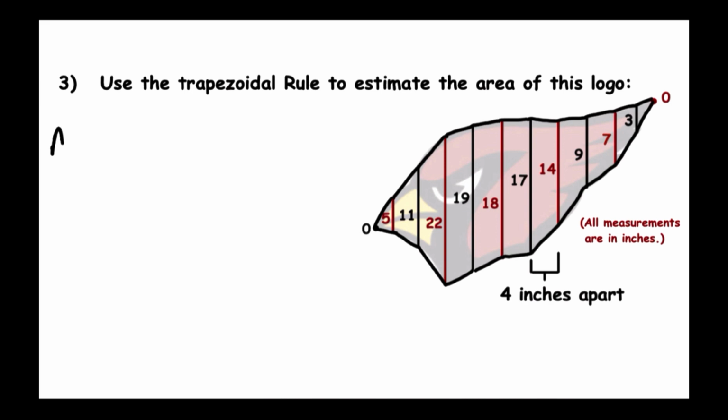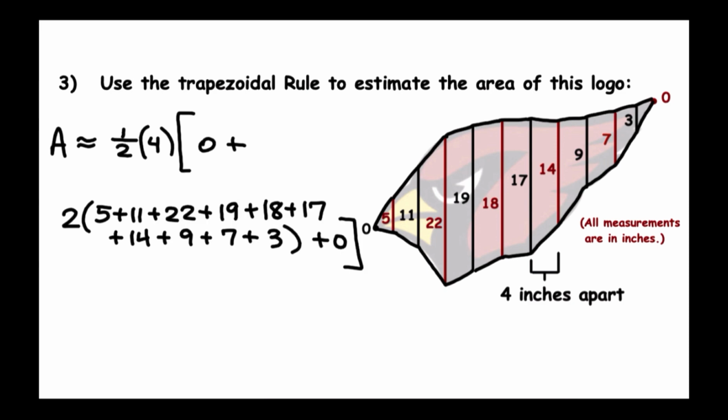So the area of the Cardinals logo is going to be 1/2 height, which in this case is 4 inches apart. And then we're going to multiply that by, the zeros on the end only get written once. I'm going to write them anyway. And since I'm running out of room, I'm going to come down here. Everything in the middle is going to get doubled, plus the 0 at the other end.